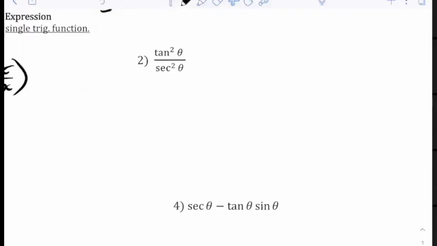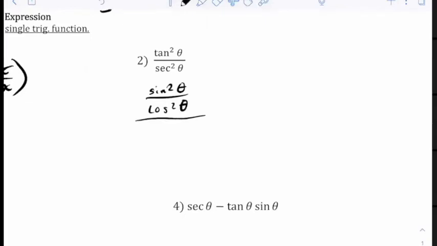Well, like I said, you're probably looking at this and thinking, man, I could use a Pythagorean identity here. I could use my quotient identities. I'm going to start with a quotient identity. I'm going to rewrite tangent squared theta as sine squared theta over cosine squared theta. And I'm dividing all of this by secant squared theta, which is 1/cosine squared theta.